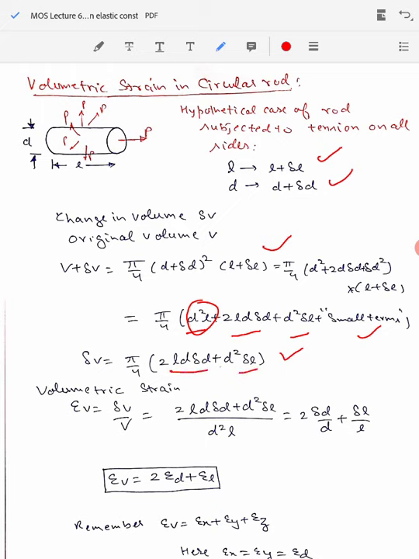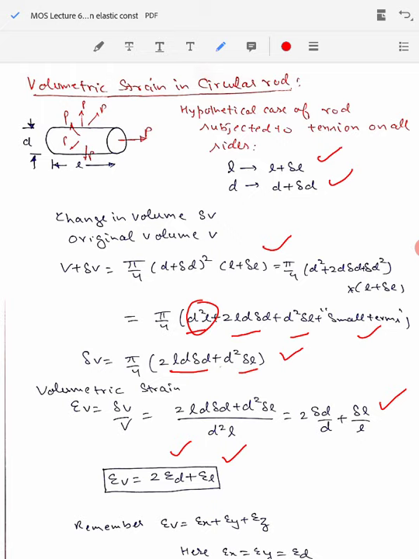The volumetric strain is the change in volume divided by the original volume. So let's divide this expression by pi by 4 d square L. If you do this, you will get 2 times delta d by d plus delta L by L. Delta d by d is nothing but the strain in the diameter, so we call it epsilon d, and delta L by L is nothing but the linear strain, and we will represent it by epsilon L. So it is similar to what we obtained for the rectangular body.